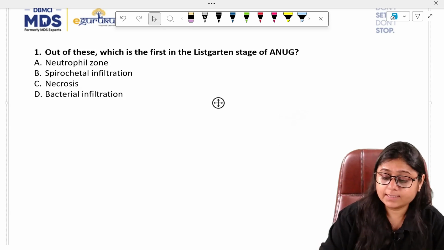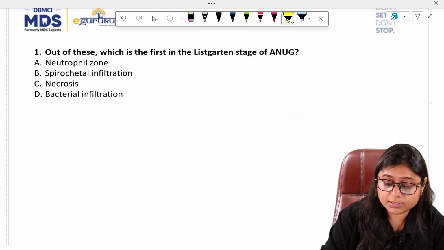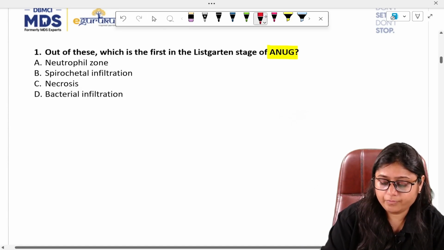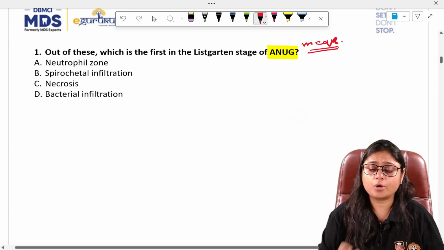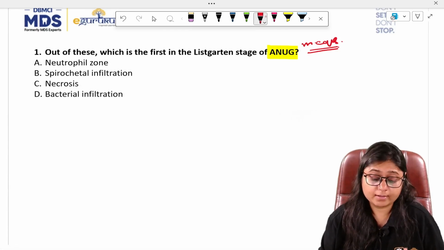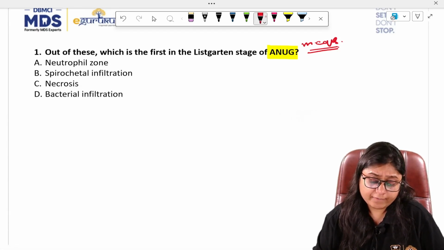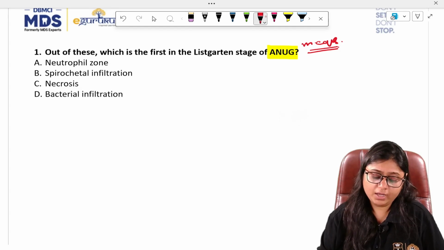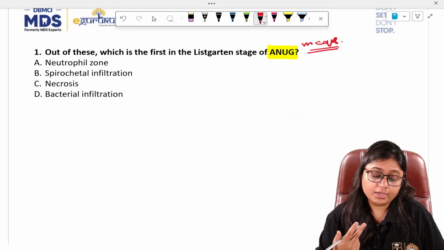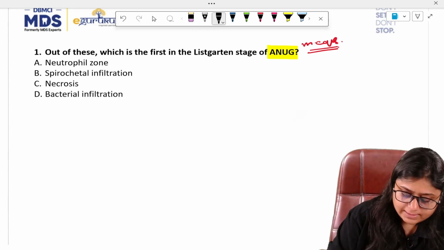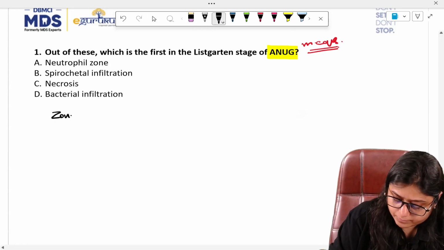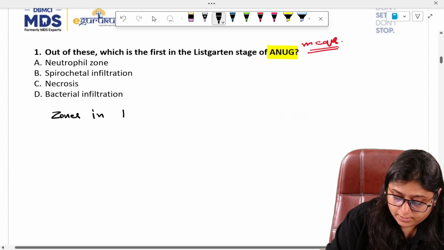Now, NUG, guys, is one of the most important topics of the NEET and INI-CET. Every year, one question is coming from this topic. So, you must be very thorough with NUG. Here the options given are the neutrophil zone, spirochetal infiltration zone, necrotic zone, and the bacterial infiltration zone. So let us see the zones in NUG given by List-Garten.